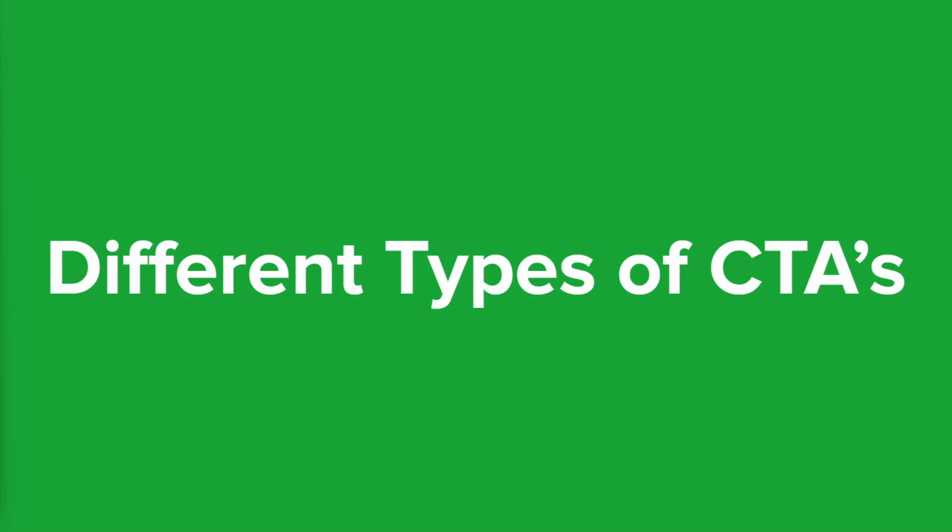So there are some really common types of CTAs, and we'll go over some of them now and where they're best used. The first type you have is the button CTAs. Button CTAs are perhaps the most common type of CTA, and they are typically used for actions like sign up, download, or buy now. They're usually designed as colorful buttons that stand out on the page and are placed prominently.